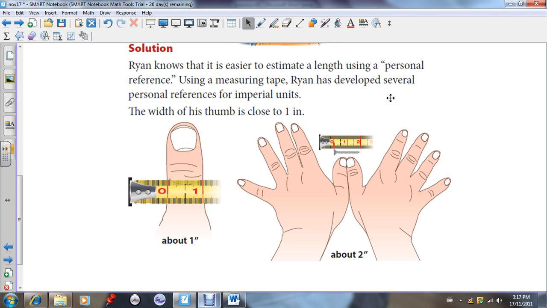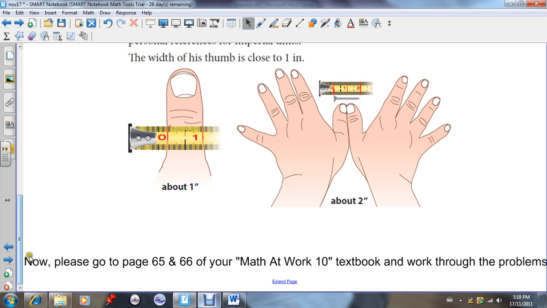You can use your personal reference to measure the length of a desk, of a doorway, the height of a garbage can, the width of a classroom, or whatever. Here's your task for today. I want you to go to page 65 and 66 of your Math at Work 10 textbook, and I want you to work through the problems. You're going to need paper, pencils, your textbooks, yourselves, and you're going to need rulers.